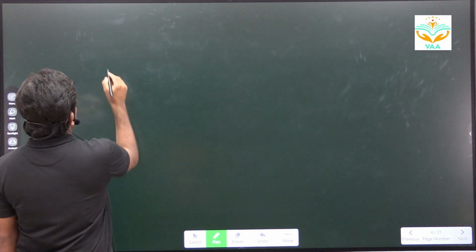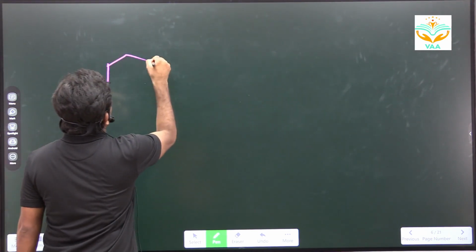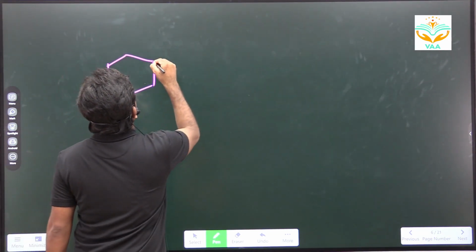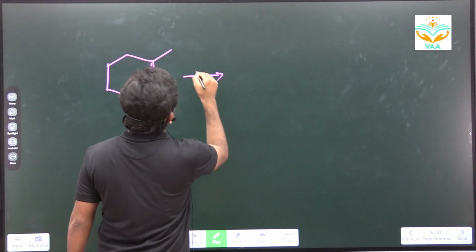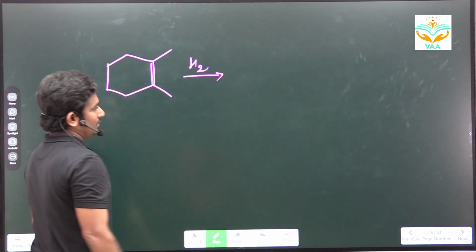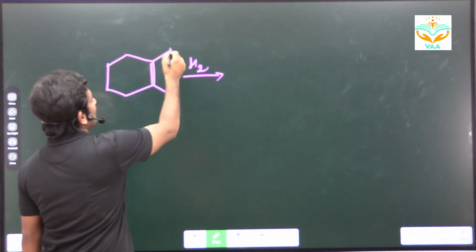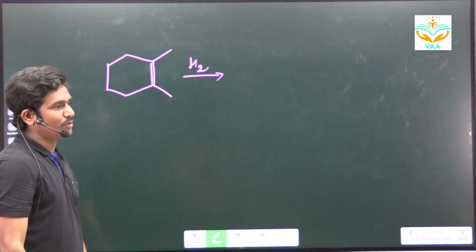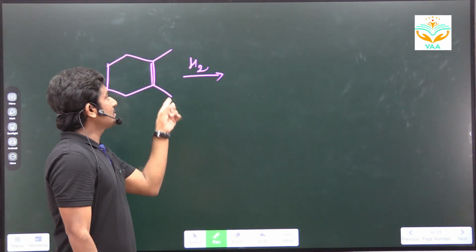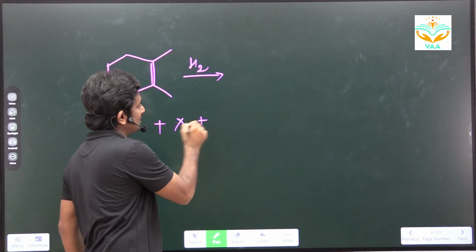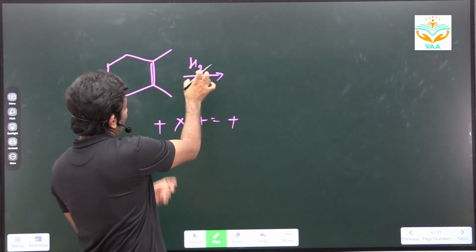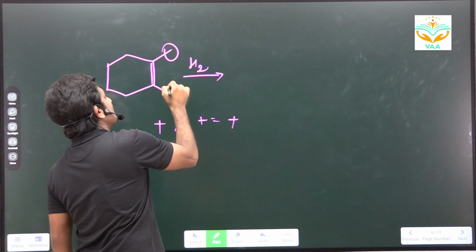If you take cyclic compounds, CH3, double bond, right? And add hydrogen to this. Okay? So here these two methyls are on the same side. Yes or no? These two methyls are on the same side. So take plus sign, and it is a syn addition, so take plus sign. Plus into plus equal to plus. That means both hydrogen atoms are on the same side and these two methyls are on the same side.